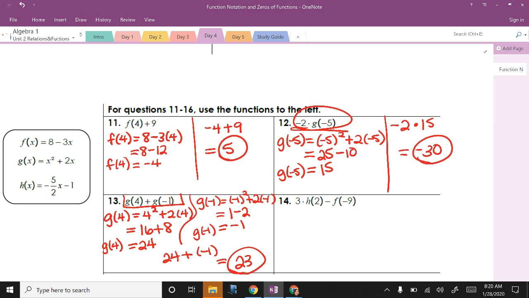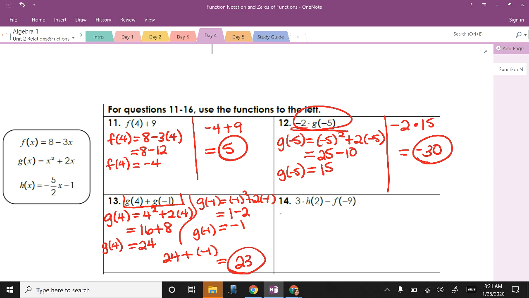Okay. 14 is a little complicated. It's 3 times h of 2 minus f of negative 9. So what do you think I need to do first? I need to find h of 2 and then I need to find f of negative 9, right? And then I'll put them together.